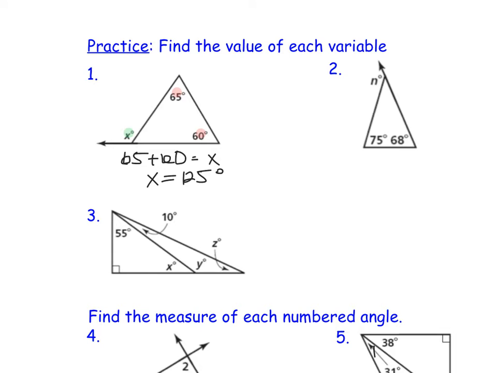We're going to do the same thing over here. We're just going to do 75 plus 68 is equal to N. So then N is going to be 148 degrees.